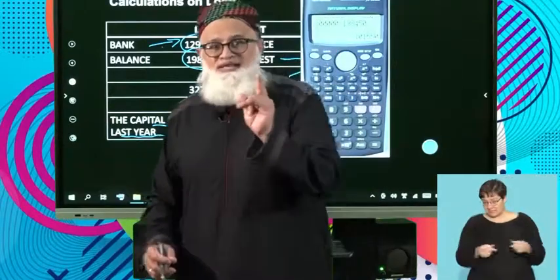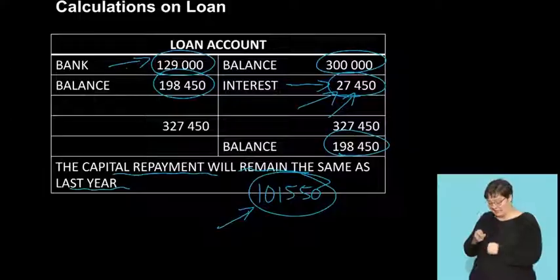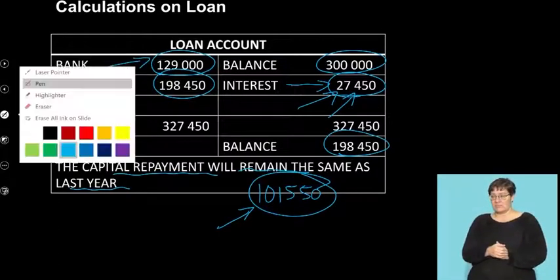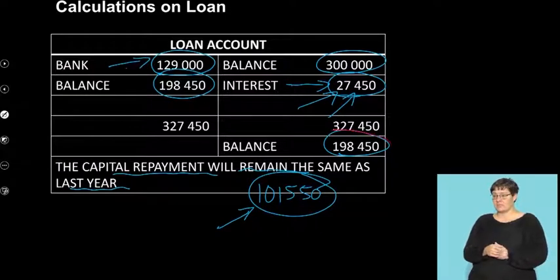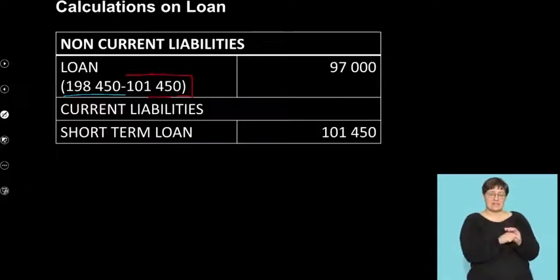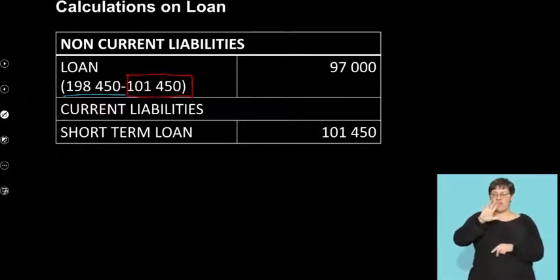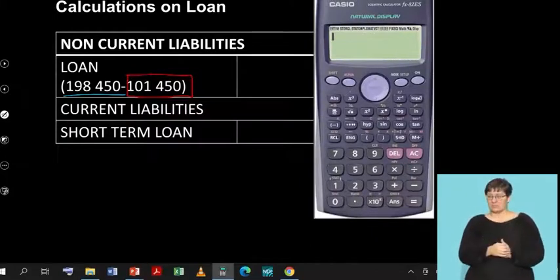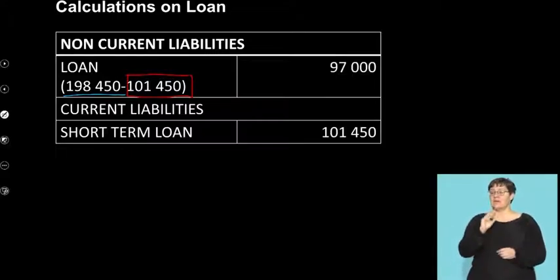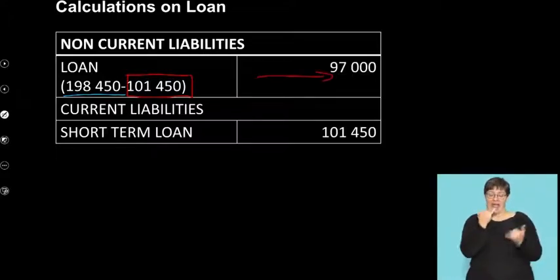Therefore, now when it comes to my balance sheet, watch this here. It's 198,450, which was my closing balance. Once again, let's identify it so you can clearly see it. My closing balance of 198,450 minus the capital repayment, and I showed you how we got that figure. So obviously it will be 198,450 minus 101,450, and there you have your figure of 97,000 Rand, which is your non-current liability.